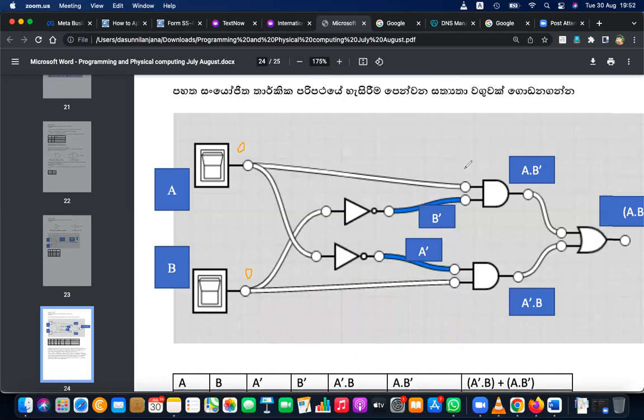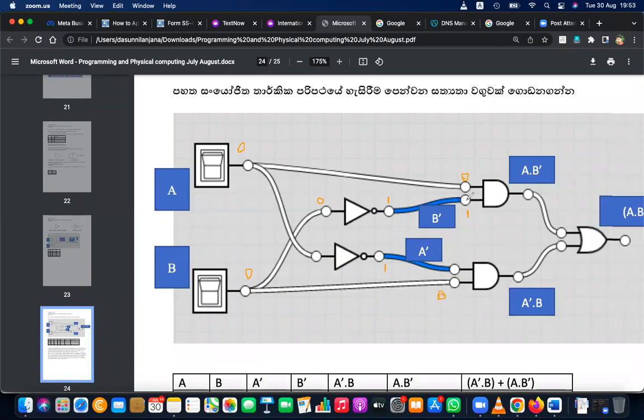Now, if this is 0, what is the value here? 0. If this is 0, what is the value here? B not? 1. This is 0, right? This 0 will be converted to 1, right? Therefore, this will be 1. Understood? Yes. Okay. Then the next one: if this is 0, this will become 1. This is 0, this will become 0.